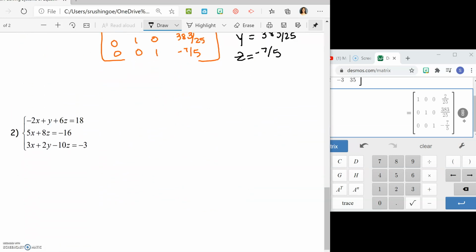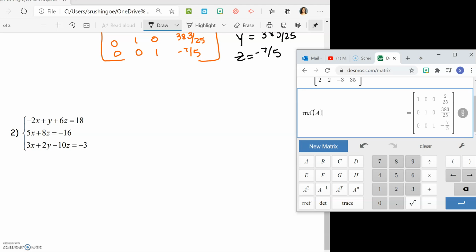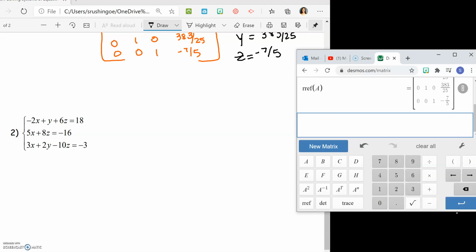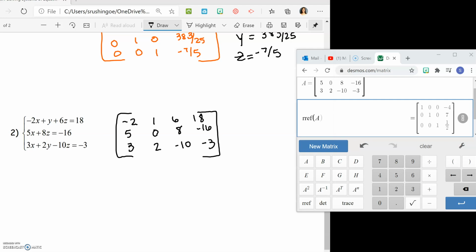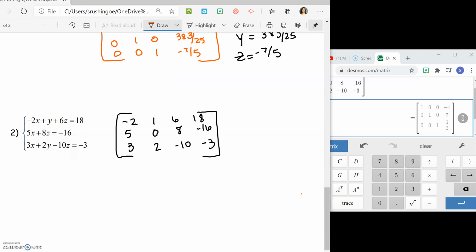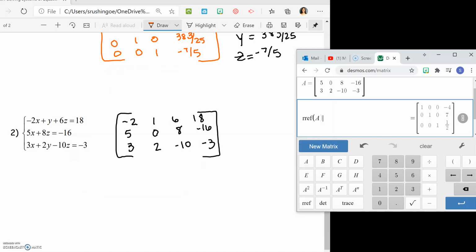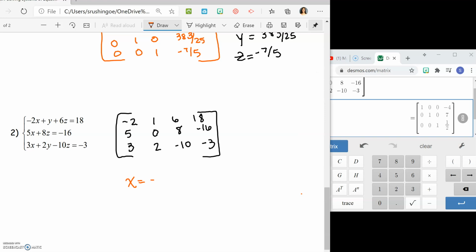So I want you to try number 2 on your own. So plug that into Desmos after you write it as a matrix to find your solutions. So here's the matrix you should have put into your calculator, making sure that you had a 0 on that second equation for the y value. And then we'd use our reduced row echelon form, and we've got our x equaling -4, our y equaling 7, and our z equaling 1/2.